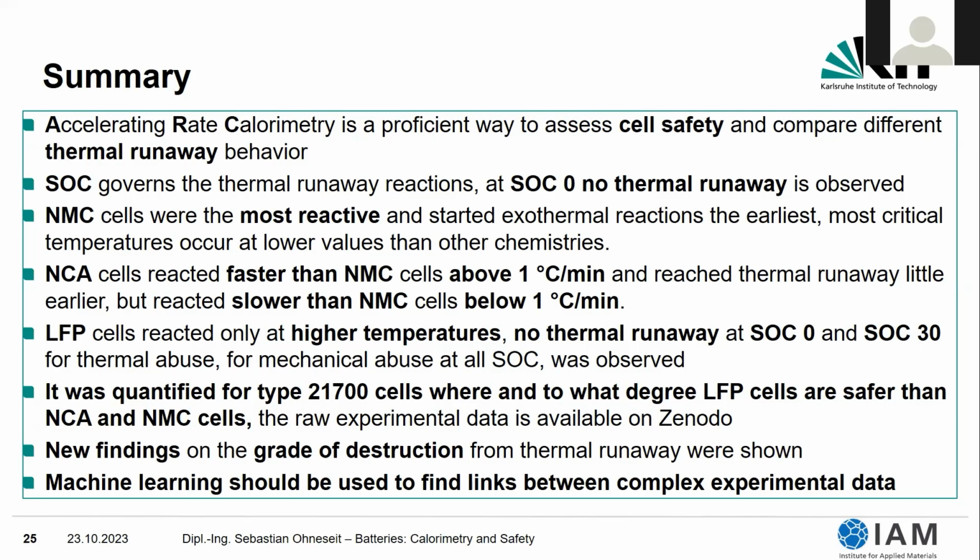Those NCA cells reacted faster than NMC, above 1 degree C per minute, and reached thermal runaway a little earlier, but they reacted slower than NMC, below 1 degree C per minute. The LFP cells reacted only at higher temperatures. No thermal runaway was observed at state of charge 0 and 30 for thermal abuse, and for mechanical abuse, for all state of charge, no thermal runaway was observed. We were able to quantify for type 2100 cells where and to what degree LFP cells are safer than NCA and NMC cells, and we published the raw experimental data on Zenodo.